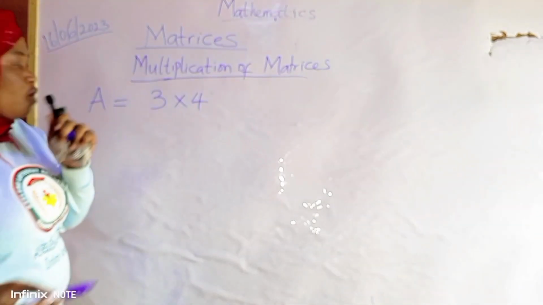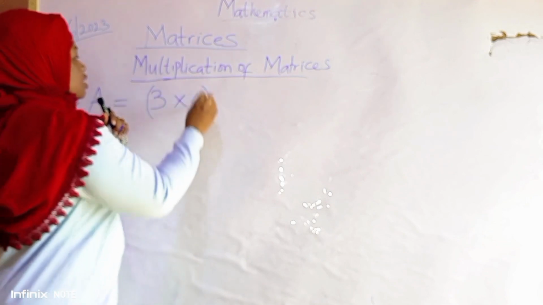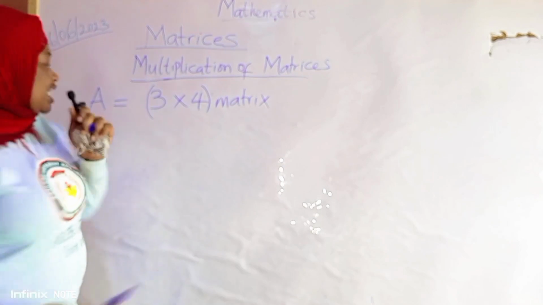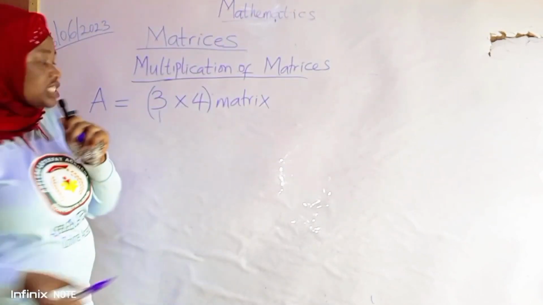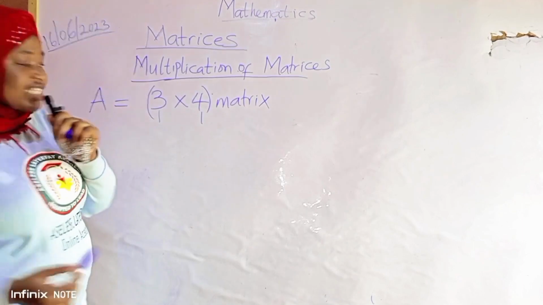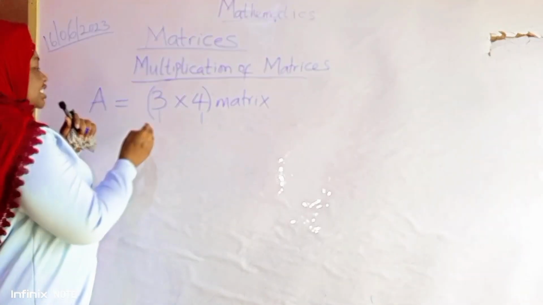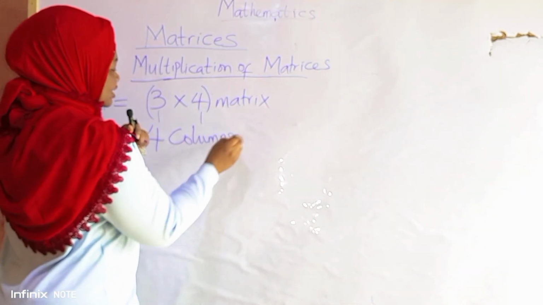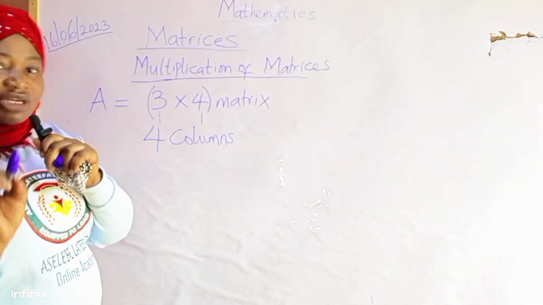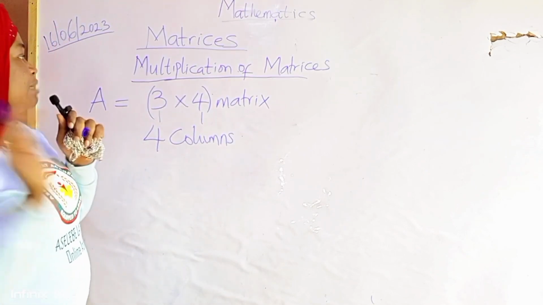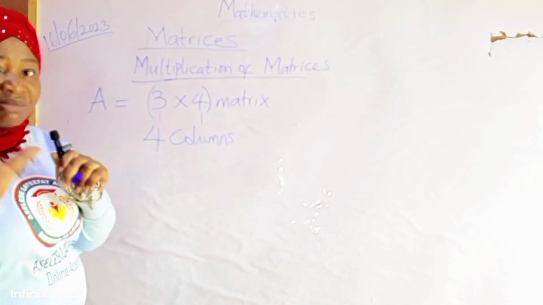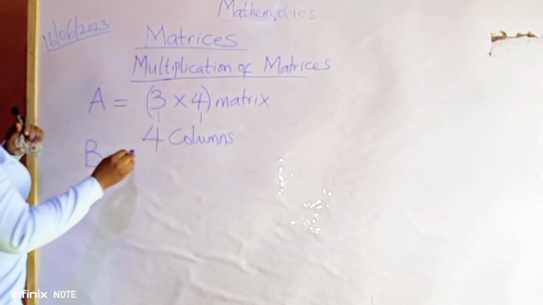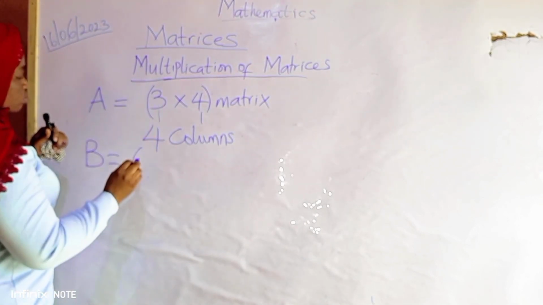So what is the column of this matrix? This is a 3 by 4 matrix. You can see that this is the row of this matrix, this is the column of this matrix. You can see that this matrix A has 4 columns. So you have to check the column of the first matrix before you perform the multiplication on the 2 or 3 matrices. Now, your matrix B, the second matrix, you check its row.